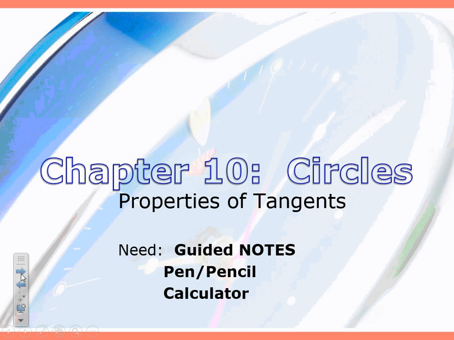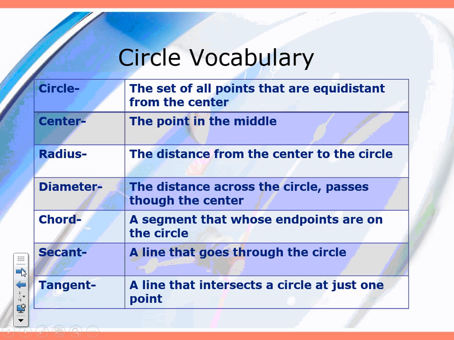But before we can do that, you should know all the vocabulary that we need for the foundation here for circles. So here are some words that we should be familiar with, and I'd be able to identify on a circle. So circle itself is the set of all points that are equidistant from the center. The center is the point in the middle. The radius is the distance from the center to the circle itself. The diameter is a distance across the circle. It passes through the center.